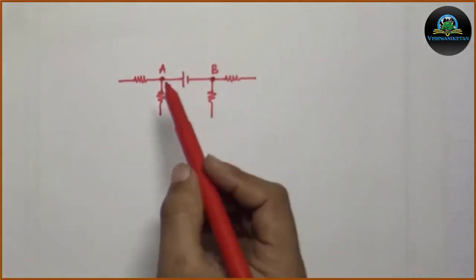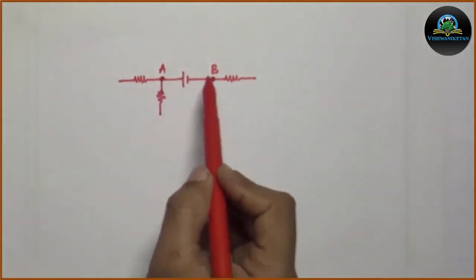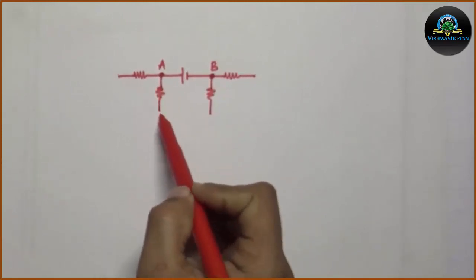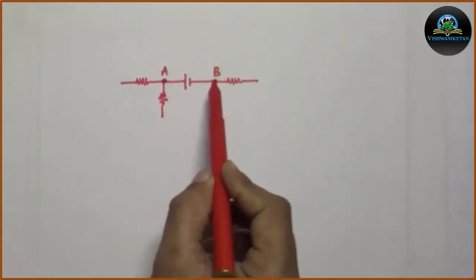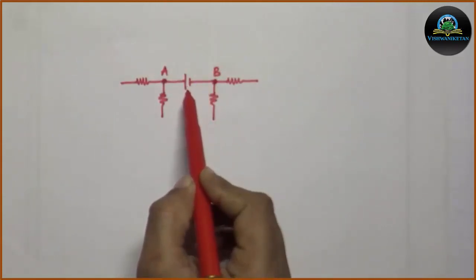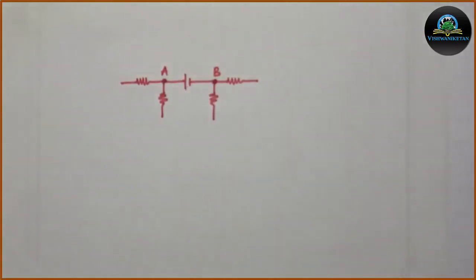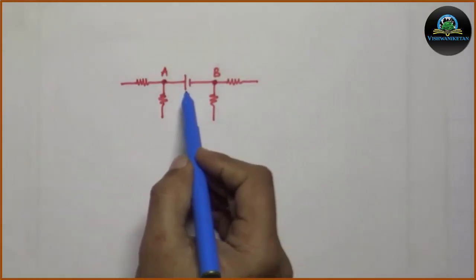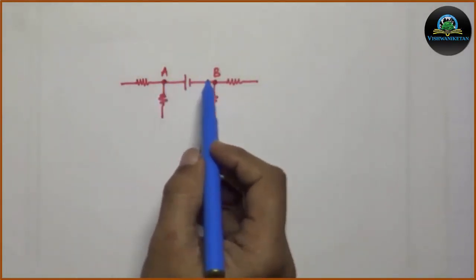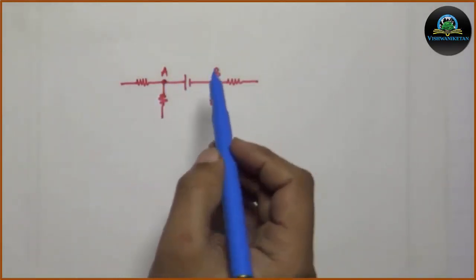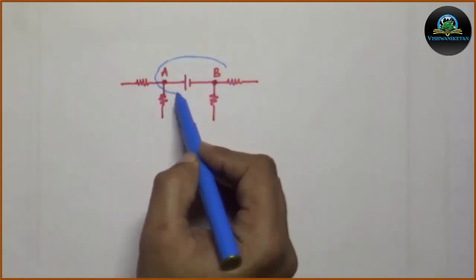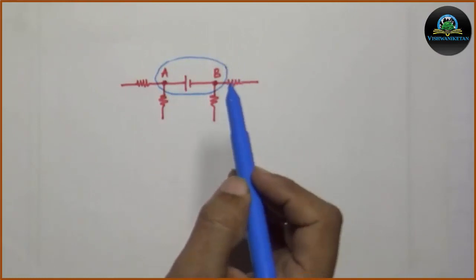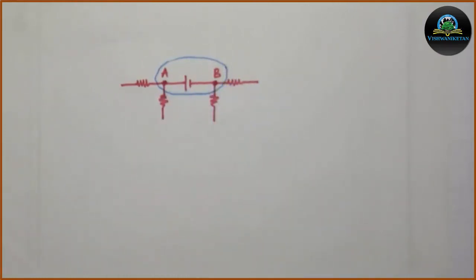Here in this circuit, there are two nodes A and B which are further connected with some resistances. In between A and B, there is a voltage source. So, if a voltage source is present in between any two pair of nodes, then it will be considered as supernode. So, this A and B will be considered as supernode.